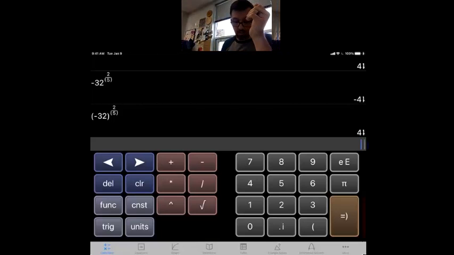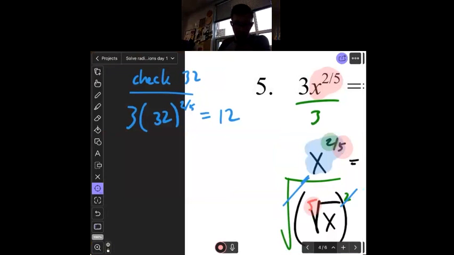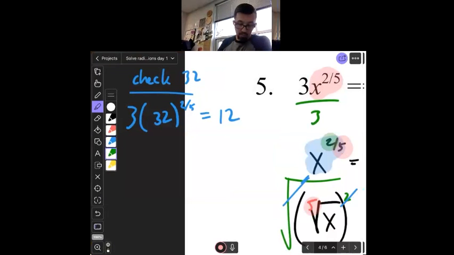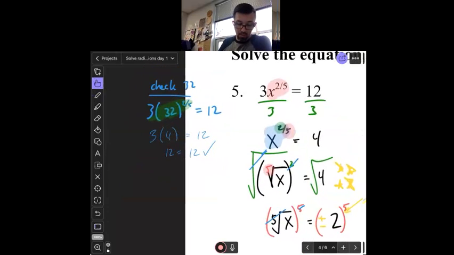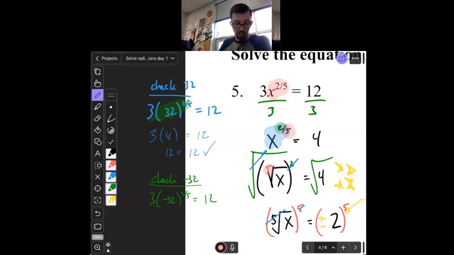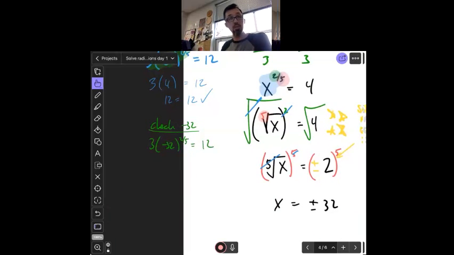Okay, but 32 to the 2/5 is 4. So I get 3 times 4 is 12. Well, of course, 12 is 12. Okay, so 32 works. We need to check negative 32. So 3 times negative 32 to the 2/5 is 12. We already checked that, right? Negative 32 to the 2/5. As long as I type it in correctly, it comes out to be positive 4.